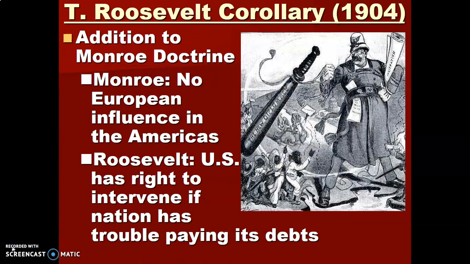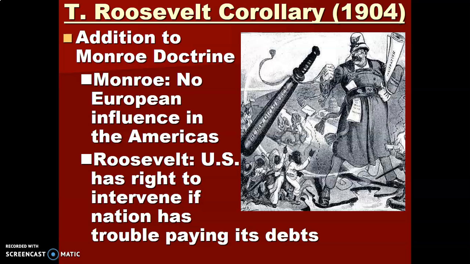Your next flashcard is the Roosevelt Corollary. And for the Roosevelt Corollary, you're going to want to write down this bottom point right here, which is the U.S. has the right to intervene if a nation has trouble paying its debts. This is an expansion of the Monroe Doctrine. So there's this bottom point right here. The U.S. has a right to intervene if a nation has trouble paying its debts.